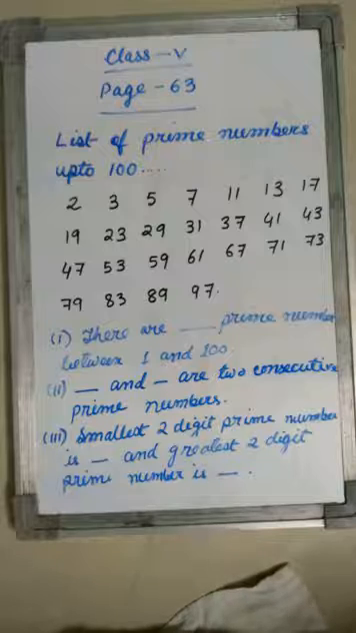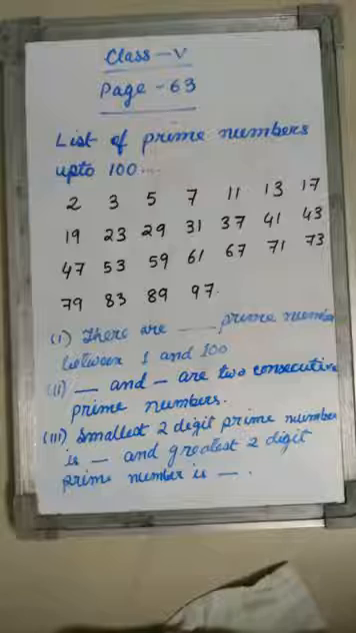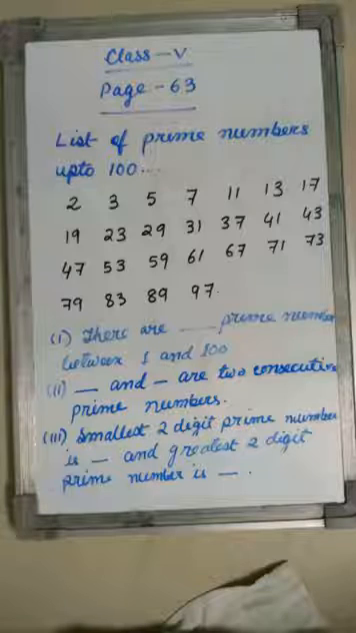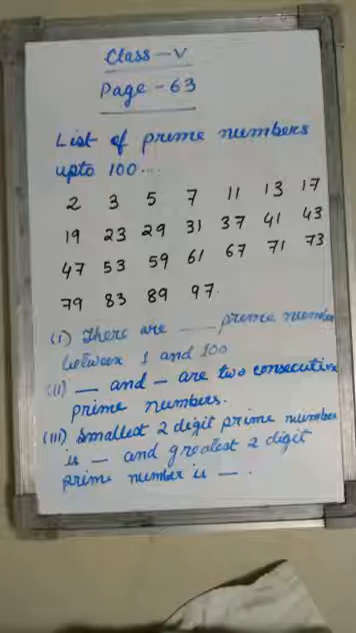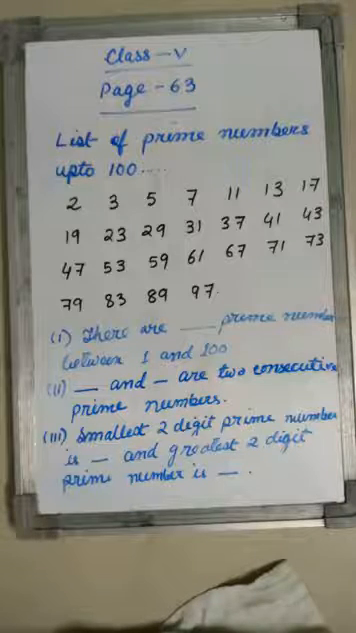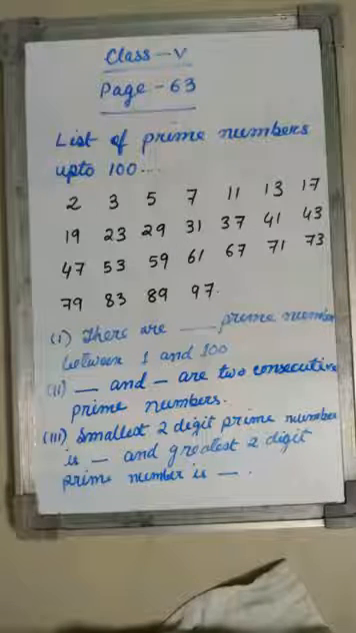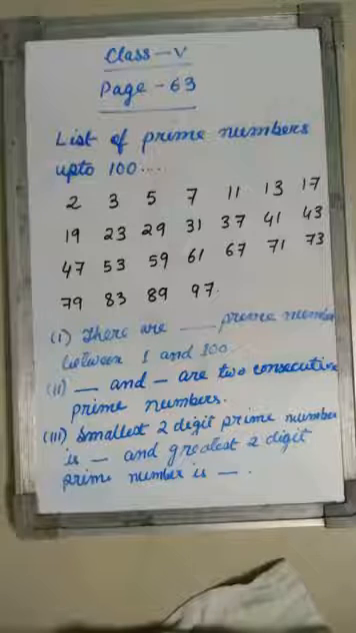This is the last class of chapter 6. I have given you the list of prime numbers up to 100. We have 25 prime numbers. I have mentioned earlier also: 2, 3, 5, 7, 11, 13, 17, 19, 23, 29, 31, 37, 41, 43, 47, 53, 59, 61, 67, 71, 73, 79, 83, 89 and 97.